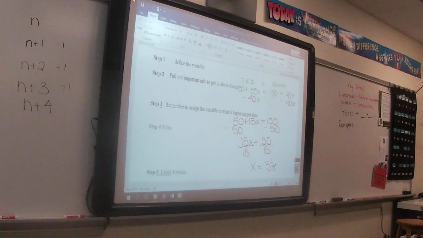Does 3 1/3 answer the question this problem asks? No. It says give an explanation of when one is better. So if I go to 3 1/3 classes, they're the same. They're equal. If I go to the 4th class, do I want to spend $55 or $40? $40. So if you go to 4 or more classes, which one's going to be cheaper? Karate. If you go to 3 or fewer classes, what's going to be cheaper? Taekwondo. If you go to 3 1/3 classes, if you could do that, they would be the same. Make sense? Keep these notes.